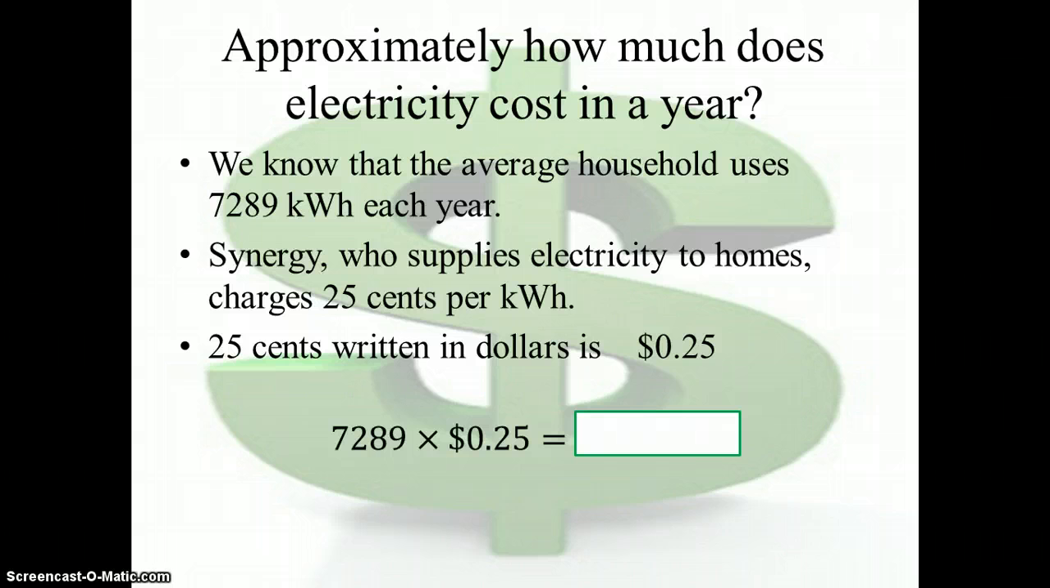Now we need to work out what the average household costs. So we need to multiply the total yearly kilowatts, which is 7289, multiplied by the cost of kilowatts, which is 25 cents. So the answer is $1,822.25. As this was a difficult computation to do by hand, it's best for the students to use a calculator to find the answer.